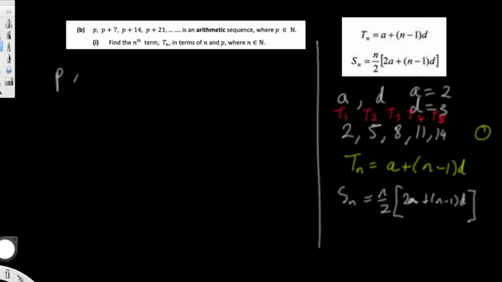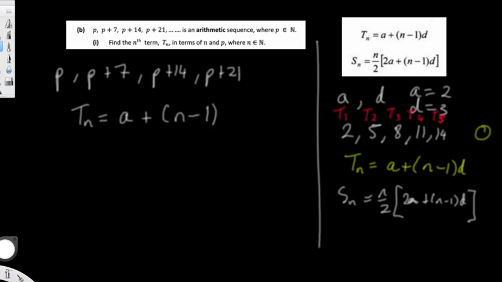So we're told now that p plus 7, p plus 14, p plus 21 is an arithmetic sequence. And it wants us to find Tn. So we want to use this formula here to find Tn, like so. Now in order to do that, we need an a and we need a d. Well, a is just the first number in the sequence, so that's p. And then the d is just the gap between numbers, so we can see that that's 7. And that's it. So Tn is equal to p plus (n minus 1) times 7.